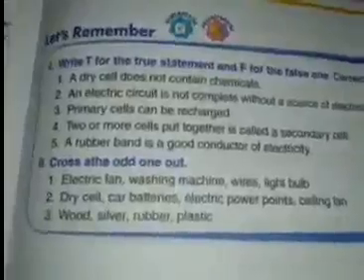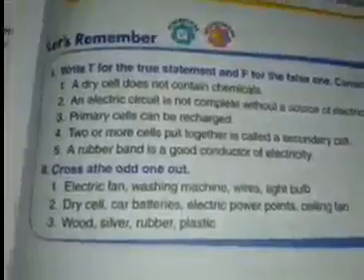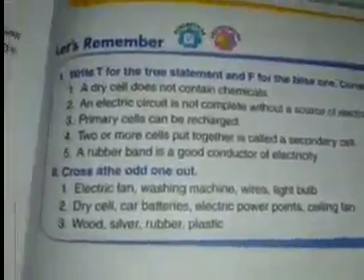Cross the odd one out. Number 1, electrical fan, washing machine, wires, light bulb. Wire is the odd one out because it is a connecting thing. The other devices are electrical devices.